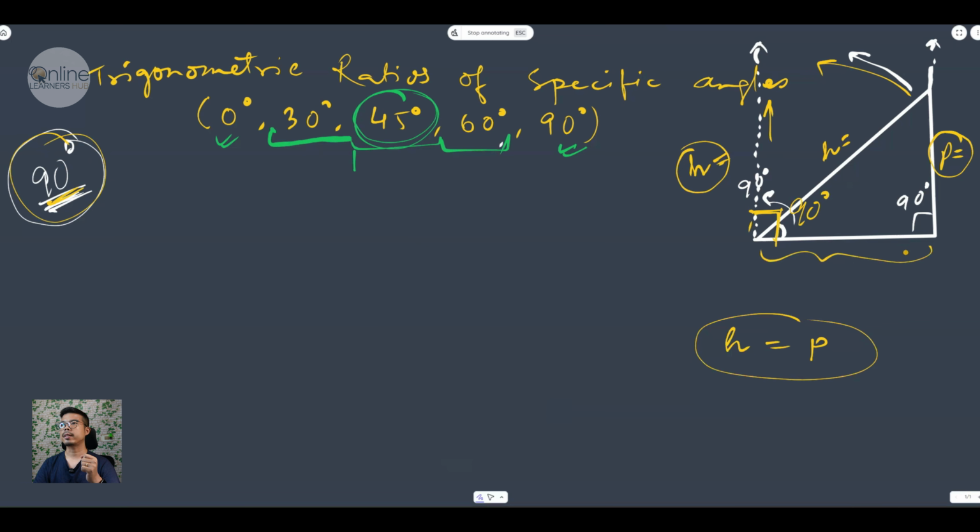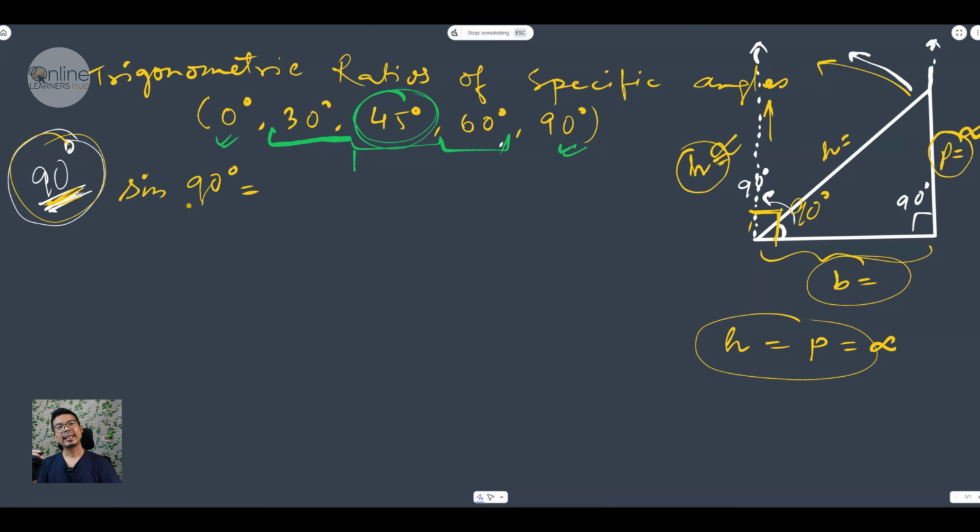Now what about the base? Base could be any value. Base will be any finite value. Okay, even though hypotenuse is infinite and perpendicular is also infinite. Both are infinite, but both of them are equal. Okay, hypotenuse is equal to perpendicular is equal to infinite, but base is finite. We are not putting any value. Just think of any random value of b. Just keep it b as it is. All right, because we don't require it.